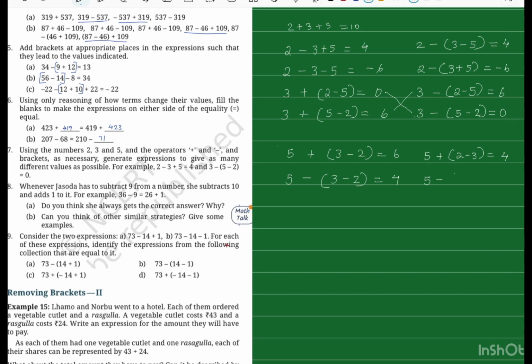Next we can write minus sign of 2 minus 3. 2 minus 3 is minus 1. Minus of minus 1, it will become plus 1. So 5 plus 1 is 6. So these two expressions are equal and these two expressions are equal.